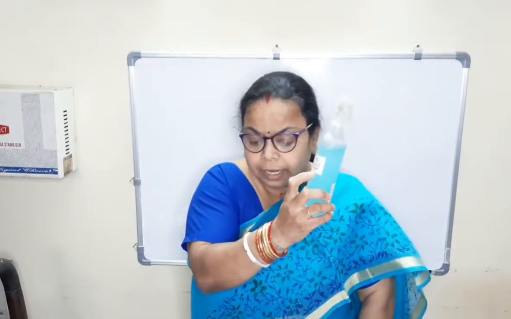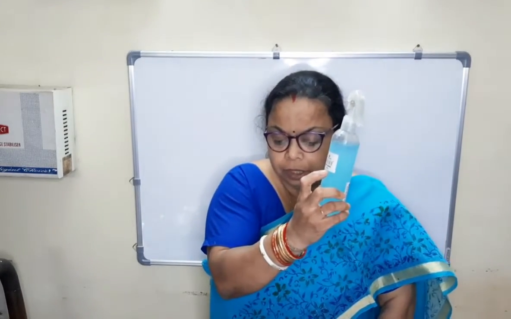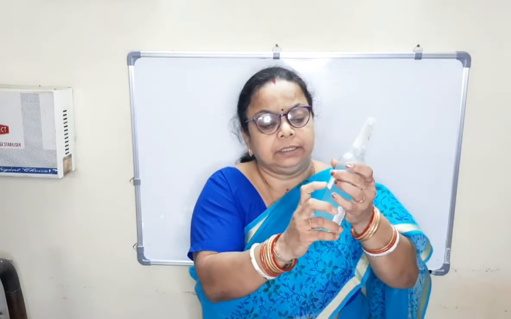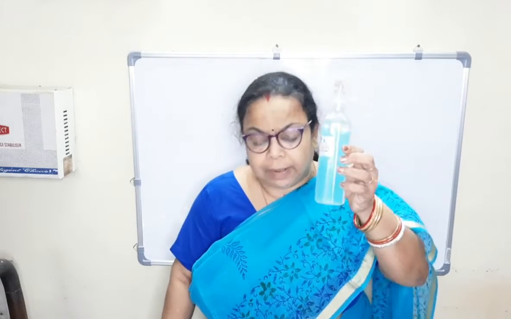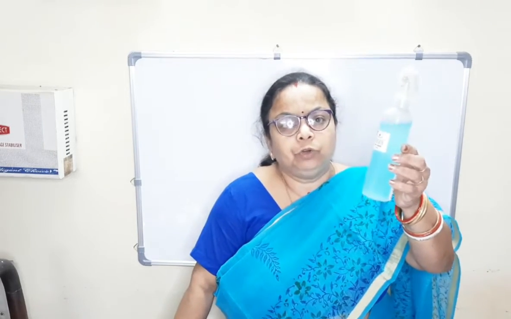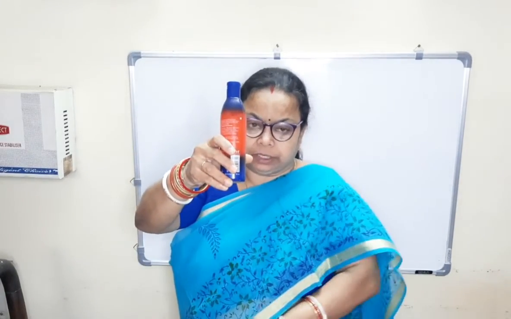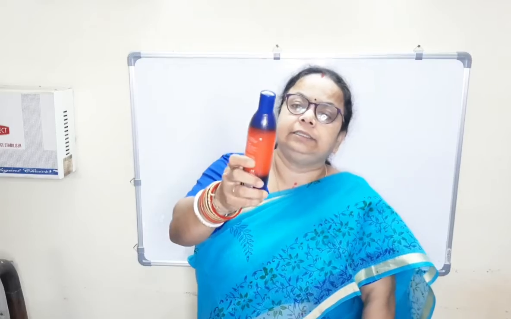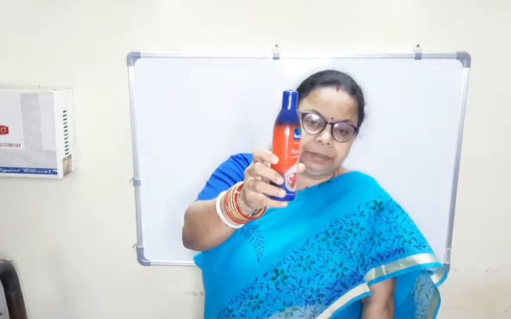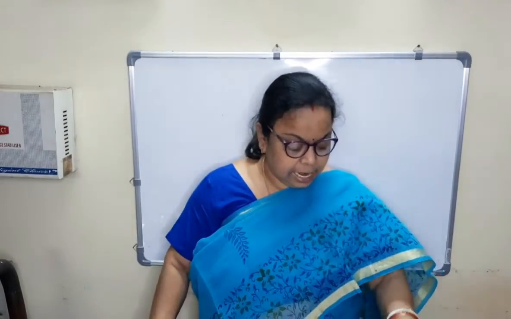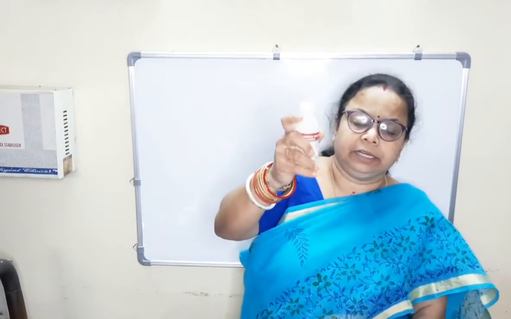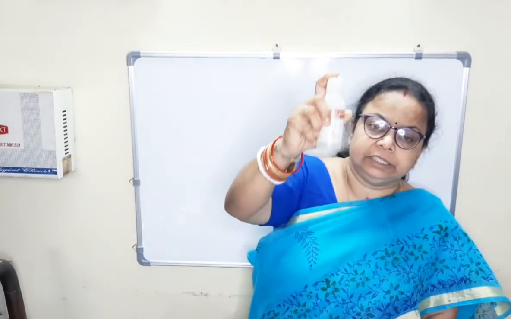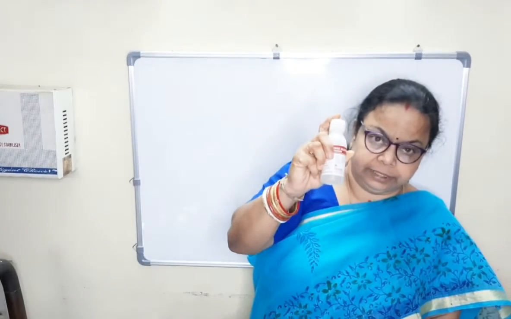Children, when you see, here you see the amount, the measuring capacity. Here it is written. Okay, children, the capacity of this bottle is 250 milliliter, and the capacity of this blue bottle is 200 milliliter. And you see the small bottle, the capacity of this bottle is 100 milliliter.